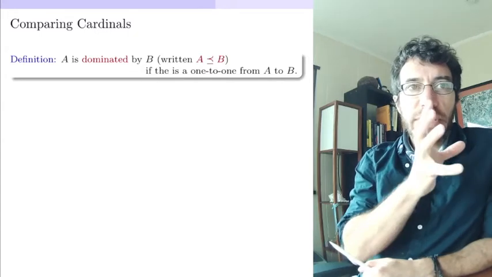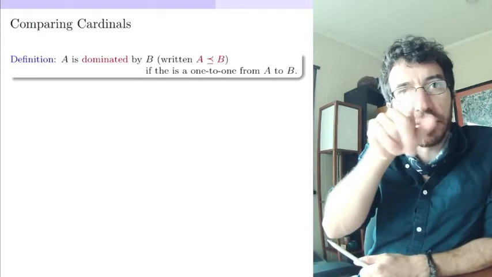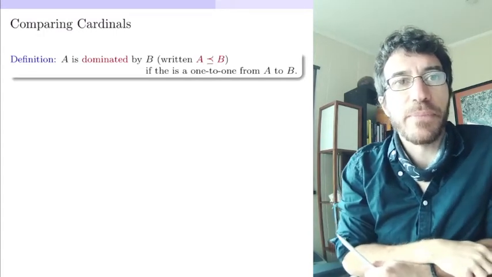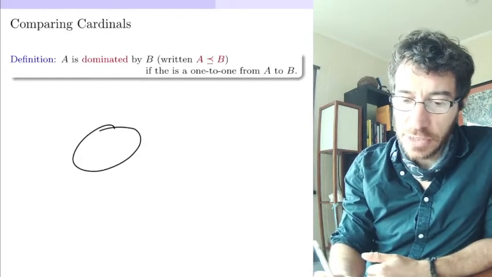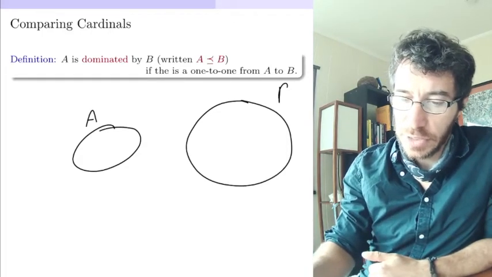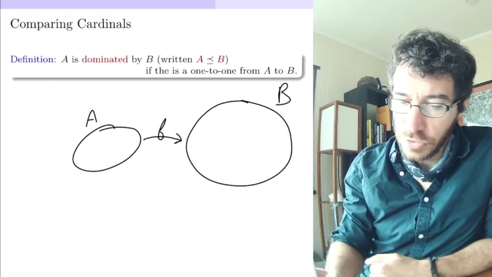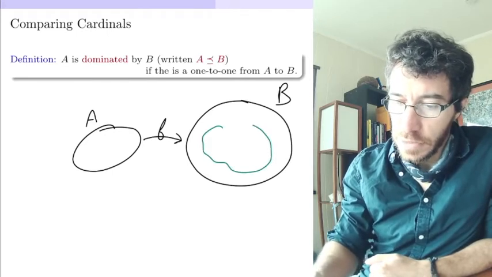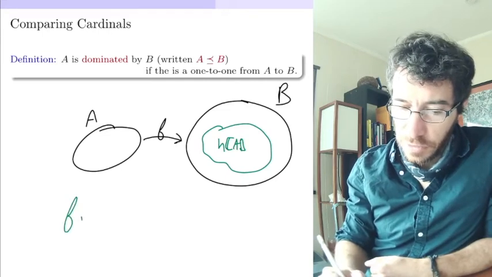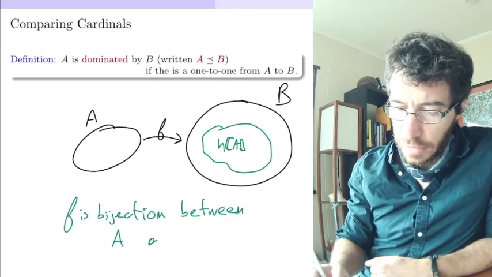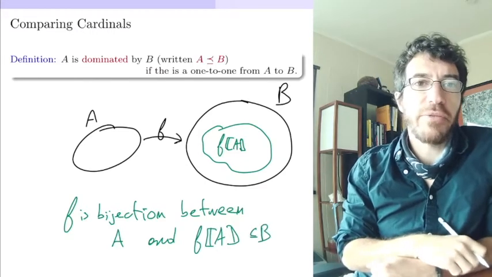This definition says the following. We say that a set A is dominated by a set B, and we write A squiggly less than or equal B, if there is a one-to-one function from A to B. Okay, so that's all we are assuming. So essentially, the one-to-one function has some image, and this one-to-one function f is a bijection between A and the image of A, which is inside B. Okay, so that kind of makes sense.